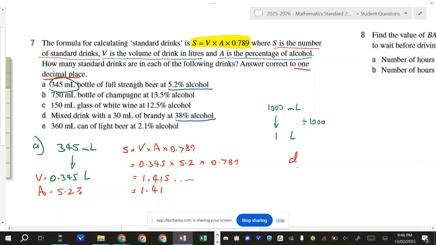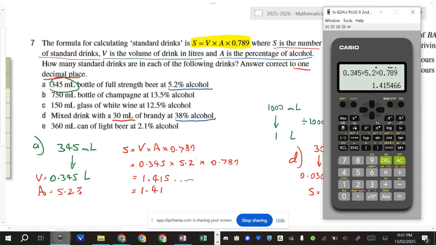We'll now do the same for question D. So question D has 30 mils, so I'm going to do 30 divided by 1,000, which will give me 0.030 litres. So I've got my S equals 0.03 litres times my A, which in this case is 38%, times 0.789. Okay, we will chuck that into the calculator.